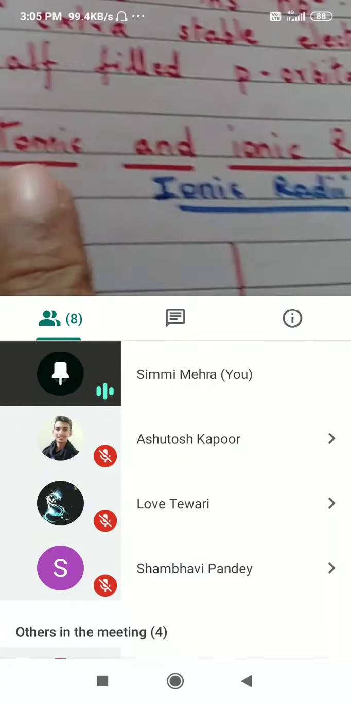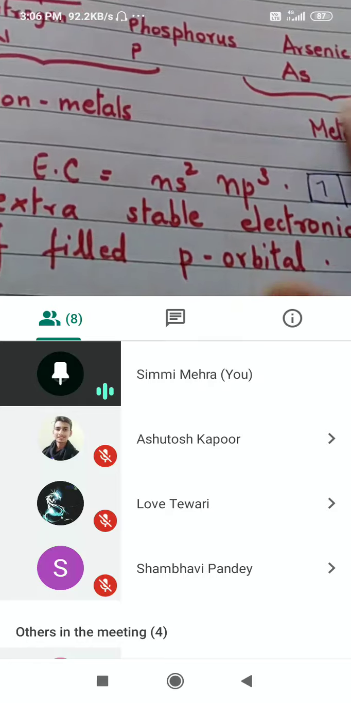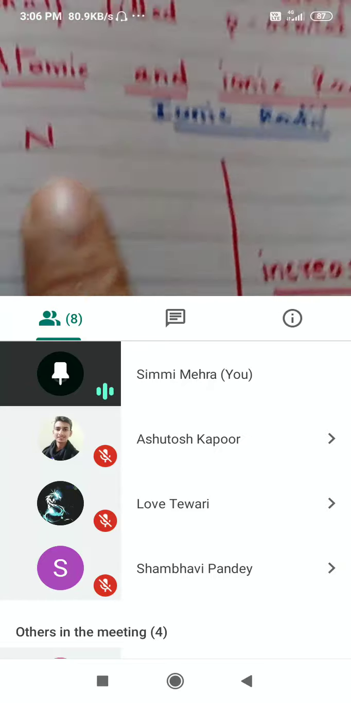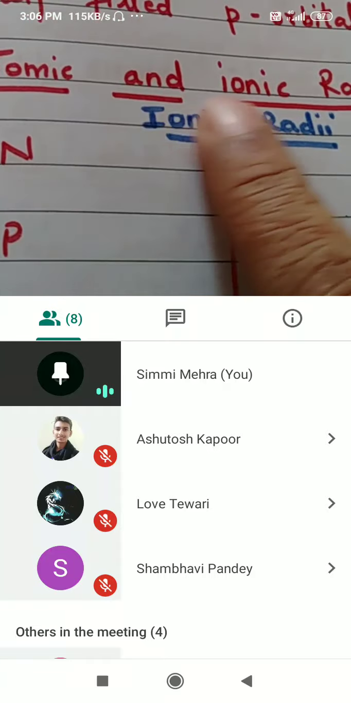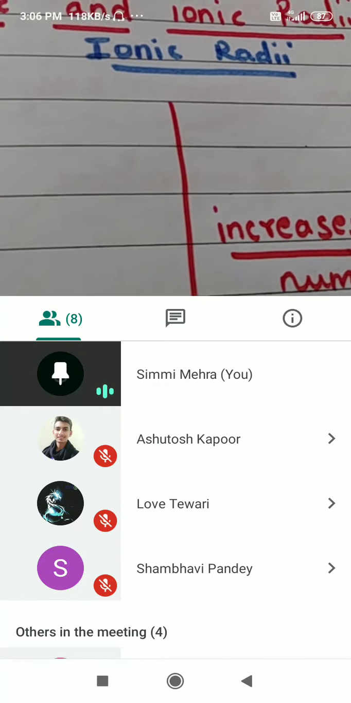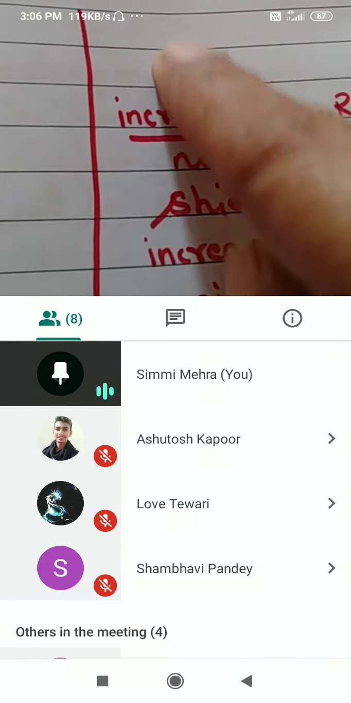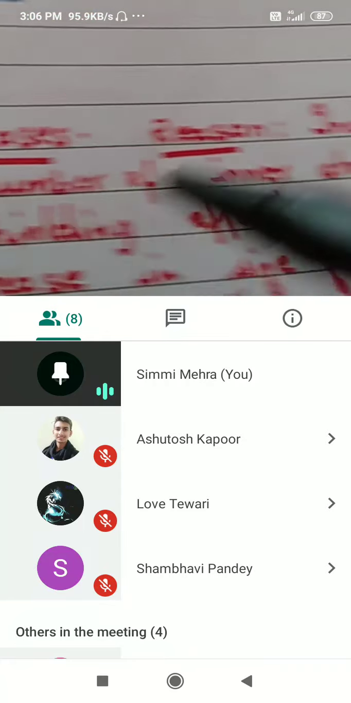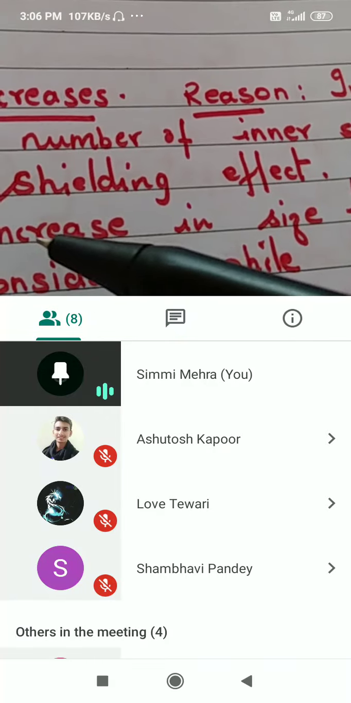symmetry. Now atomic and ionic radii: nitrogen, phosphorus, arsenic, antimony and bismuth. Now first thing is atomic and ionic radii. You know, we have already done it in the chapter of classification of elements, that is the periodic table. As you go down the group, the size goes on increasing because you are adding a new shell every time. So it increases, and the reason is given: increase in number of inner shells or shielding effect.